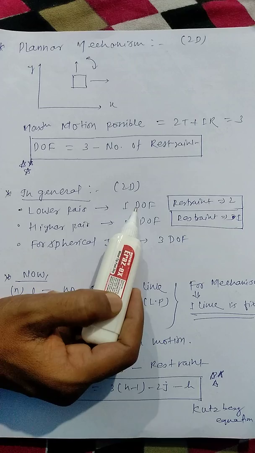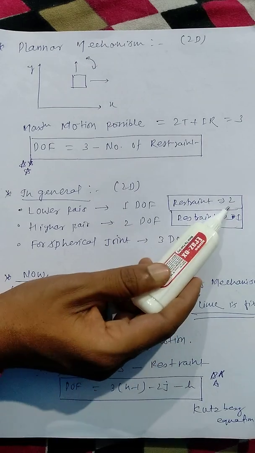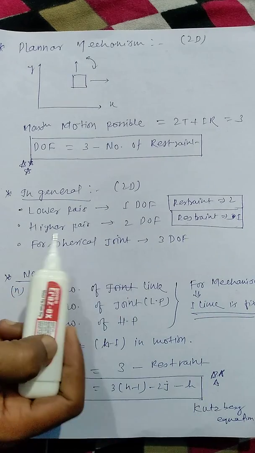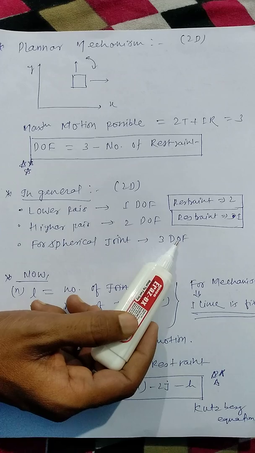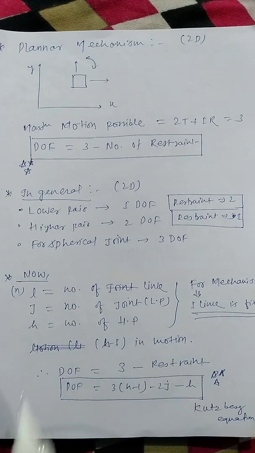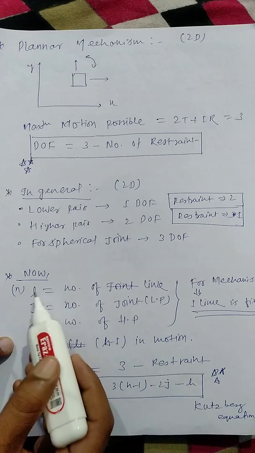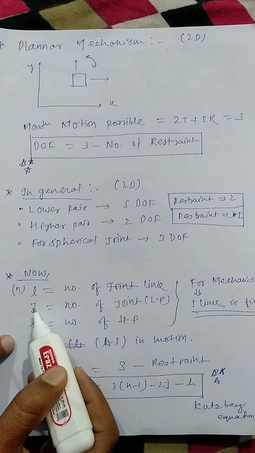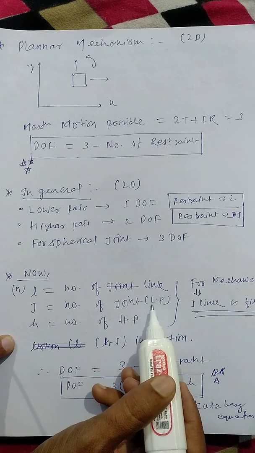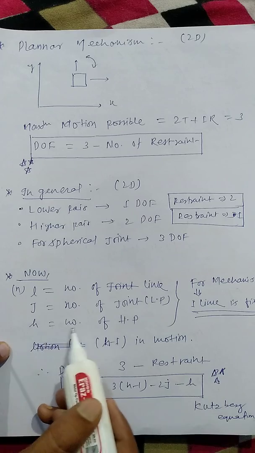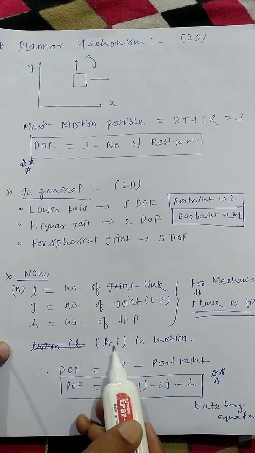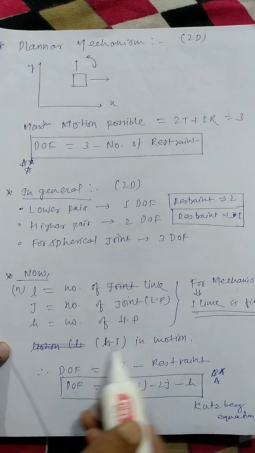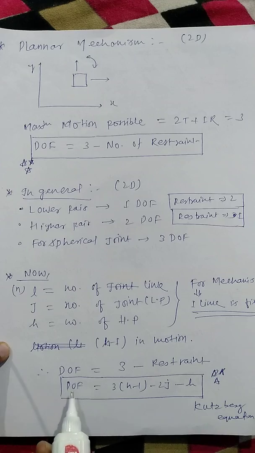Some general things in 2D: a lower pair has degree of freedom 1 and restraint 2. A higher pair has degree of freedom 2 and restraint 1. A spherical joint has degree of freedom 3. Here N is the number of links, J is the number of joints, which are also called lower pairs, H is the number of higher pairs, and N minus 1 is the number of links in motion, meaning one link is fixed and N minus 1 links are in motion.